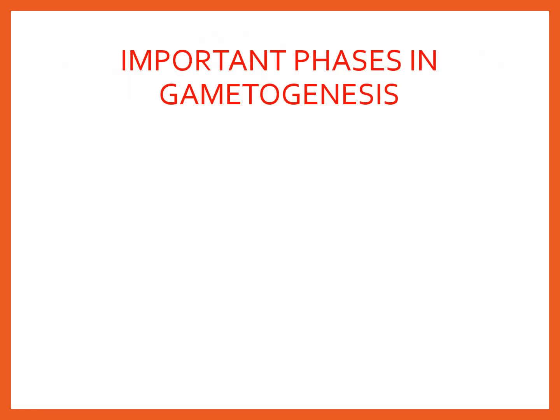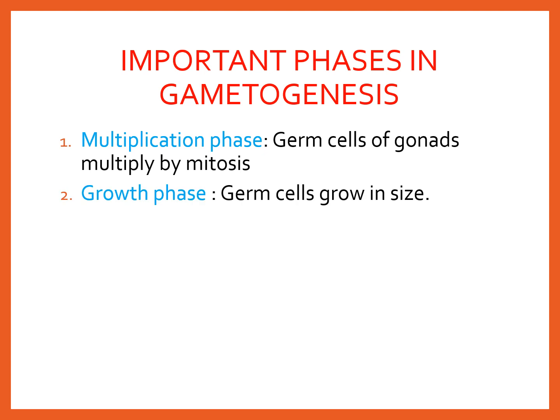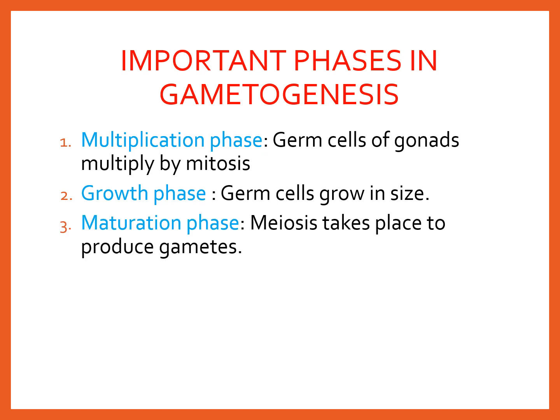Gametogenesis is divided into three phases. One, the multiplication phase, where the germ cells divide by mitosis, that is equational division, and increase in number. Two, growth phase, where these germ cells which have increased in number start growing in size. Three, maturation phase, where the cells undergo meiosis, that is reductional division, to produce the gametes.